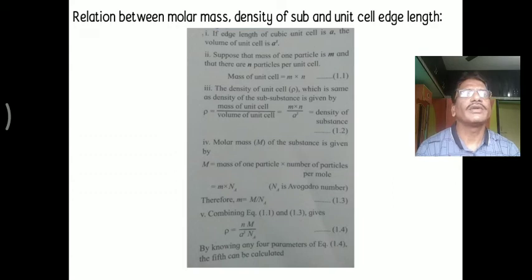If you consider the second factor, suppose that the mass of one particle is m. If we take a single particle and its mass is m, and there are n particles per unit cell, then it is given by the formula: mass of a unit cell is equal to m into n.